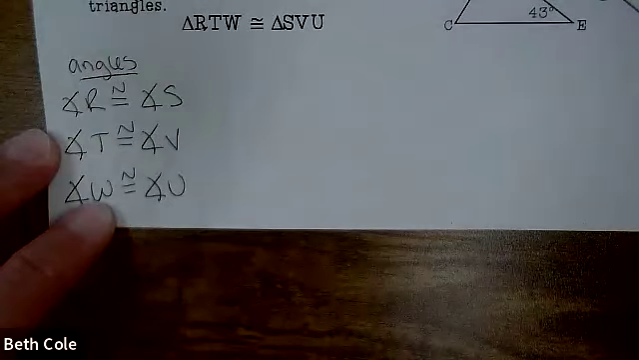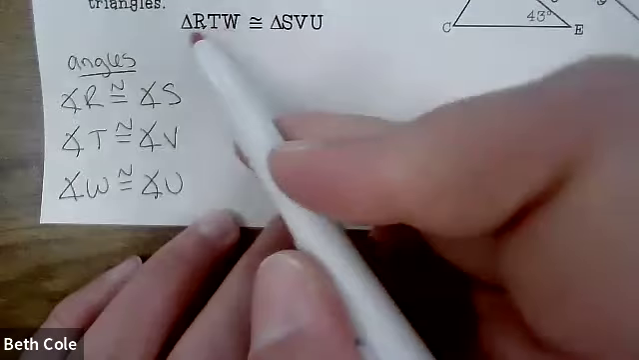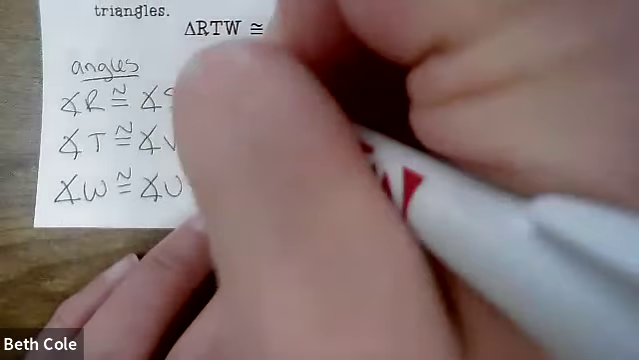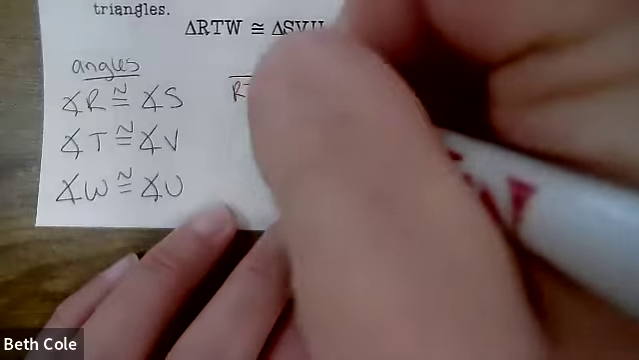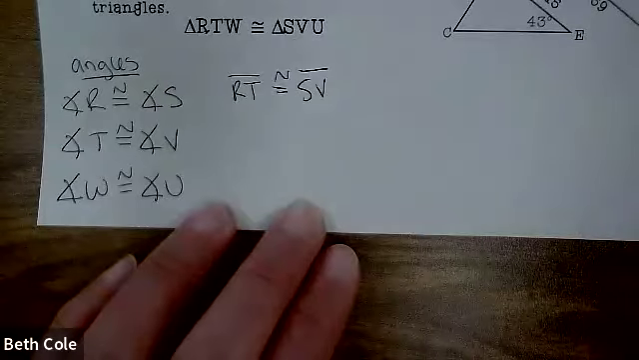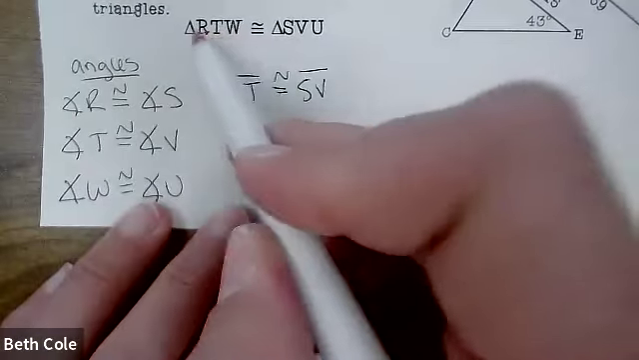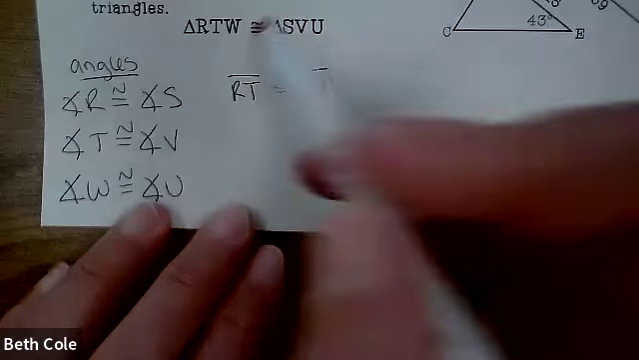And then we're going to do the exact same thing with the sides. Okay, so let's do the first side. RT is congruent to, perfect, SV. And again, it's just about understanding the notation and the symbols and what all of that means, so that if you see those symbols, you understand what's going on. All right, so RT is the first two letters. SV is the first two letters.